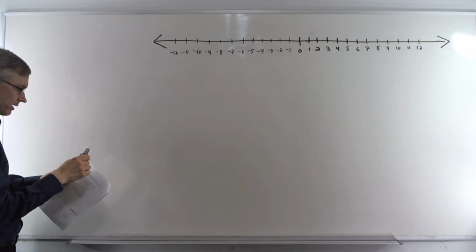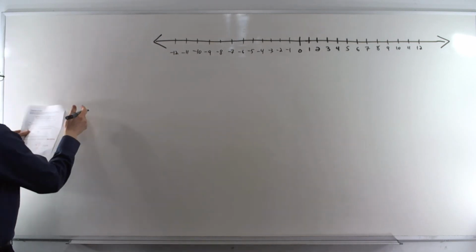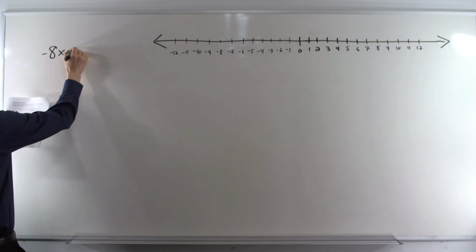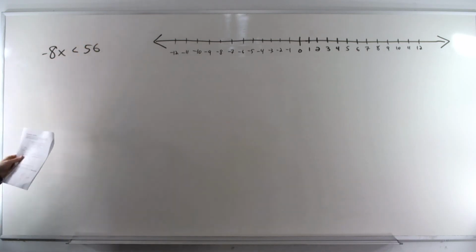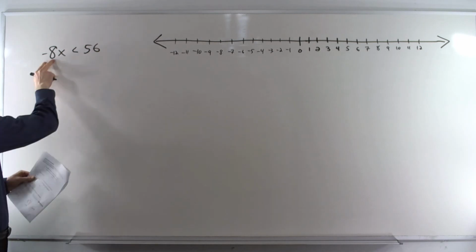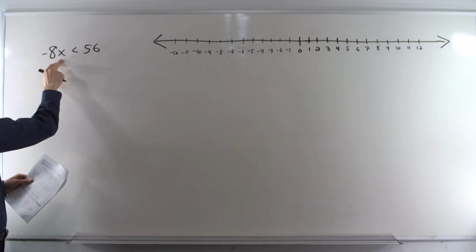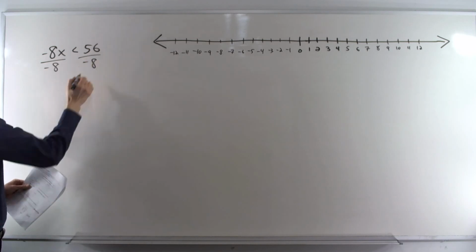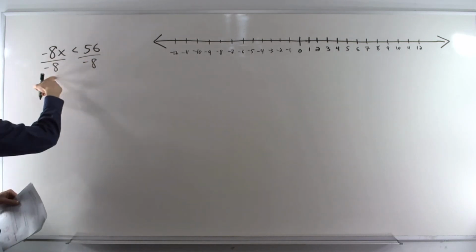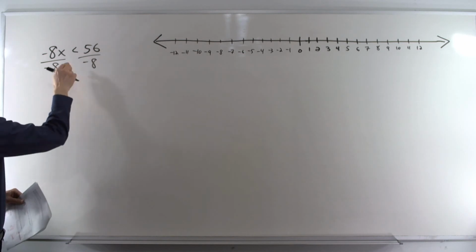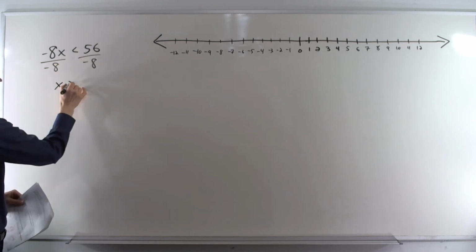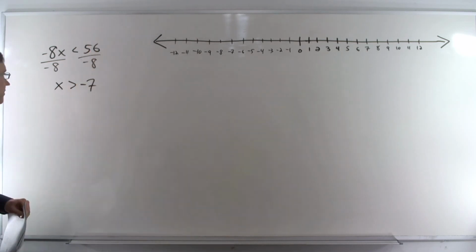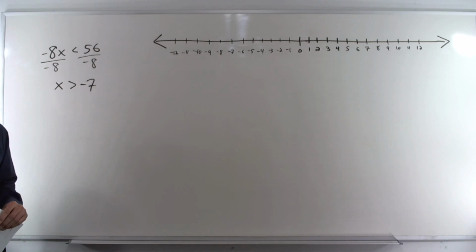Here's an example with an actual inequality with a variable in it. So negative 8x is less than 56. So the coefficient on the x is negative. So if we want to solve for x, we have to divide by that negative number. Right? Negative 8's cancel here. So we get x, and we'll switch the direction of the inequality to greater than. 56 divided by negative 8 is negative 7. So our solution is x is greater than negative 7.